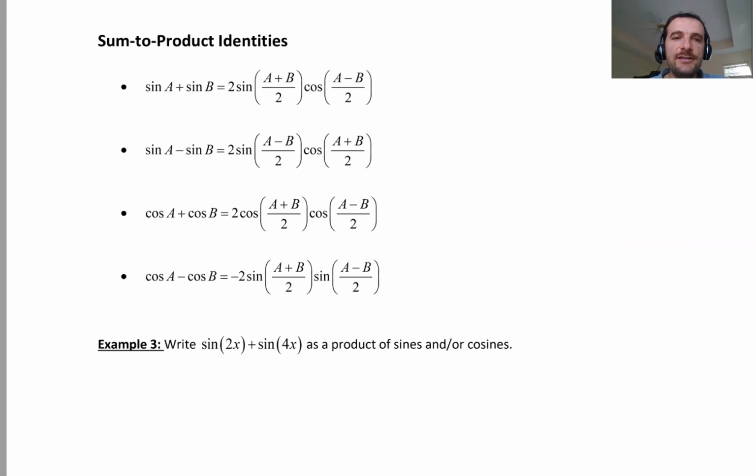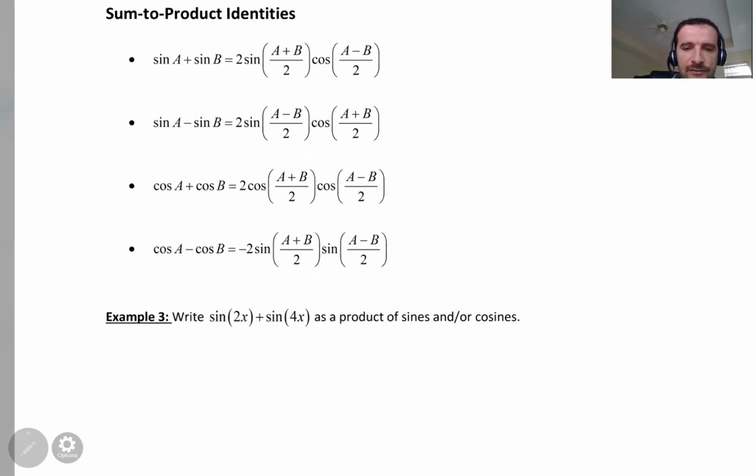And what are the formulas? These are the formulas, okay? Sine A plus sine B is this, sine A minus sine B is that, cosine A plus cosine B is this, cosine A minus cosine B is this, okay? So these are the four identities we can use in this section. Let's look at the examples.